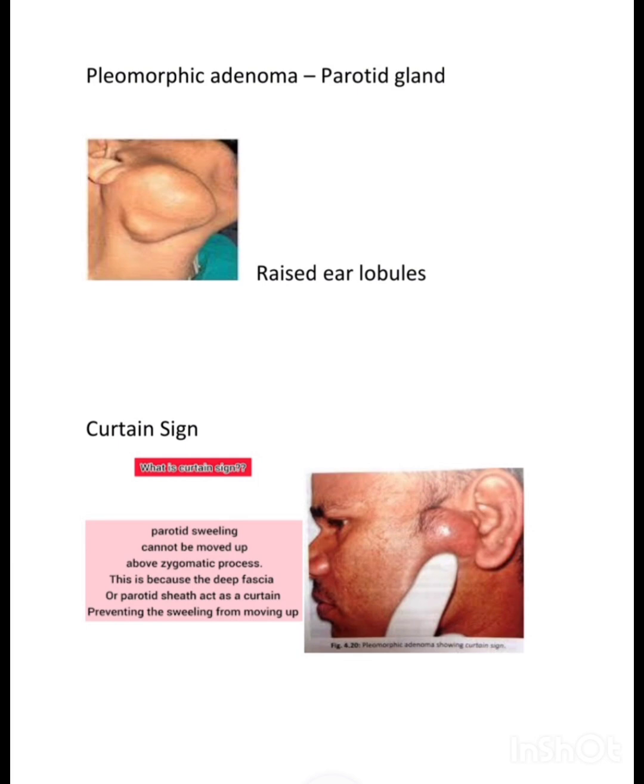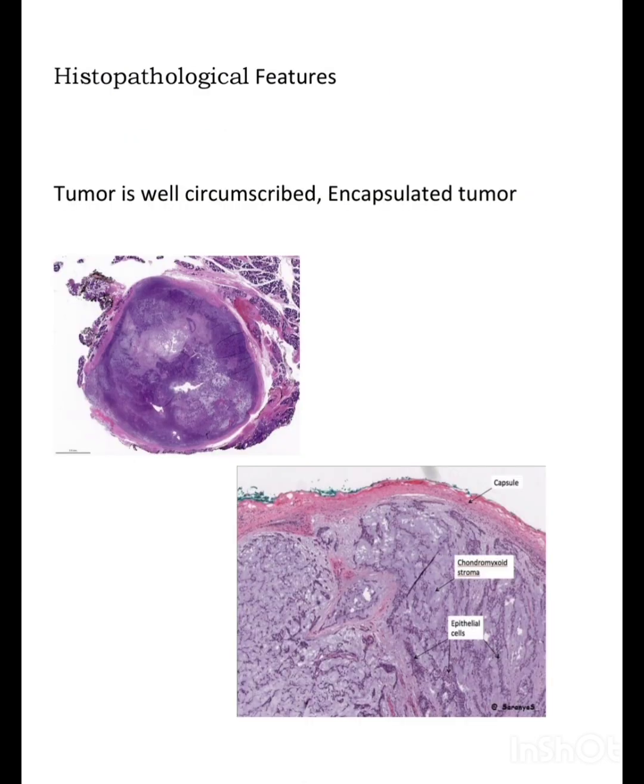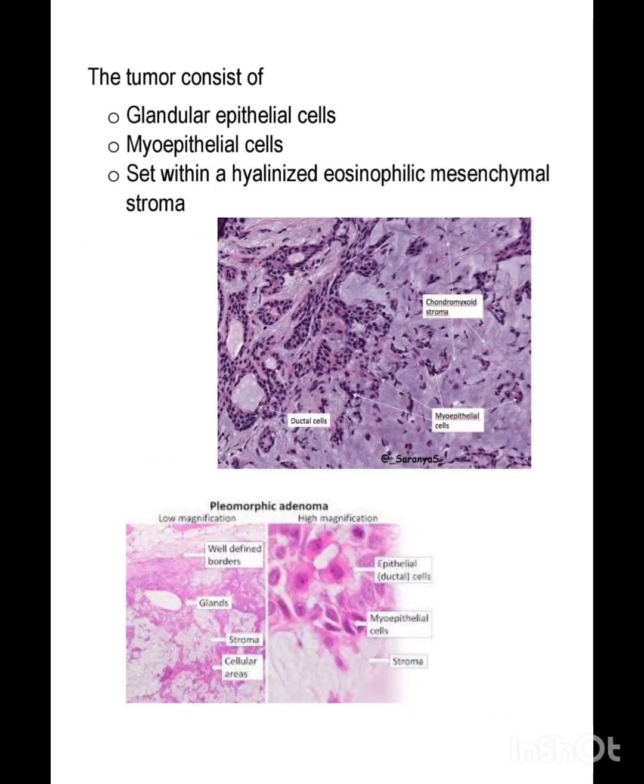Next, we will discuss the histopathology. Pleomorphic adenoma is a well circumscribed and encapsulated lesion. Under the microscope, we can see glandular epithelial cells, myoepithelial cells, and a hyalinized eosinophilic mesenchymal stroma.